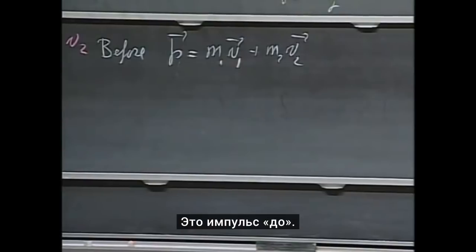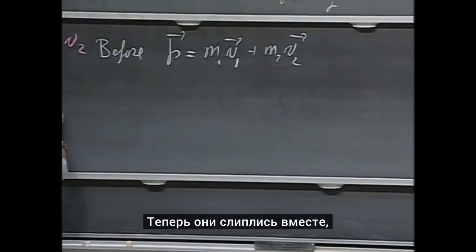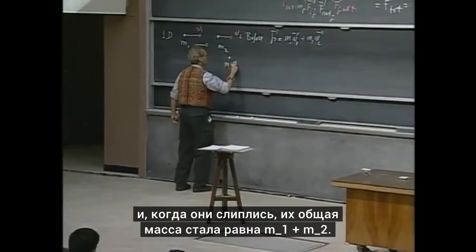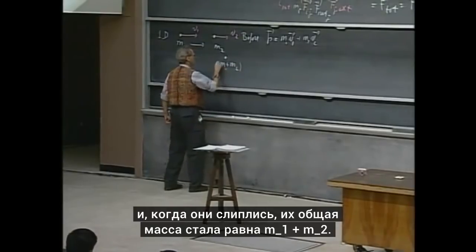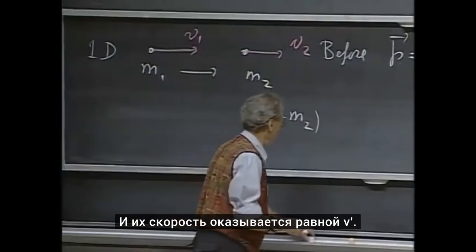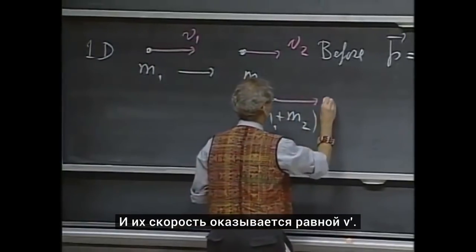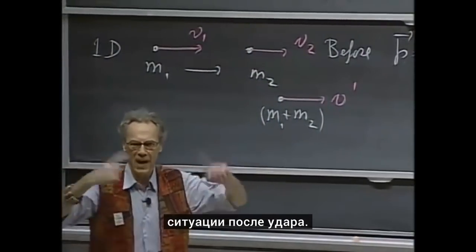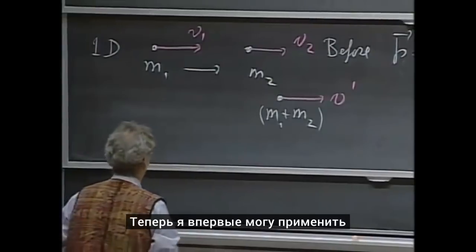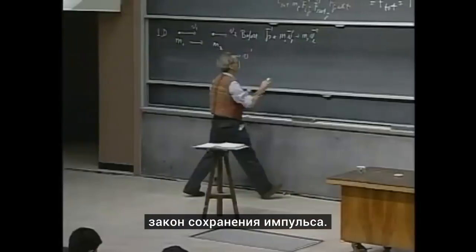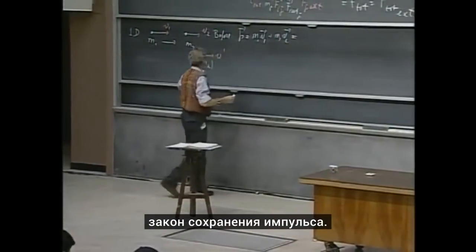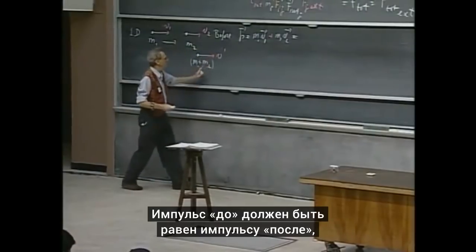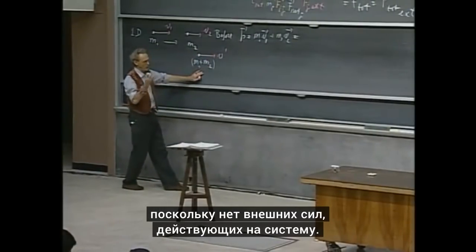That's the momentum before. Now they stick together. And so when they stick together, their total mass is m1 plus m2. And then their velocity happens to be v prime. We often give a prime to the situation after the collision occurs. And so now I can apply for the first time the conservation of momentum. The momentum before must be the same as the momentum afterwards, because there are no external forces on the system.